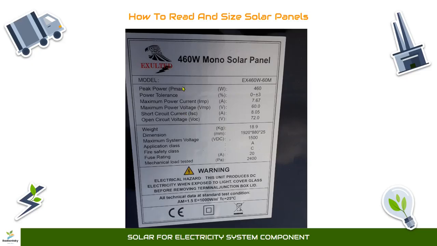Okay, so when you look at this sticker here, this data sheet, it's telling you that the wattage of this panel is 460, and you can see the sign of mono.